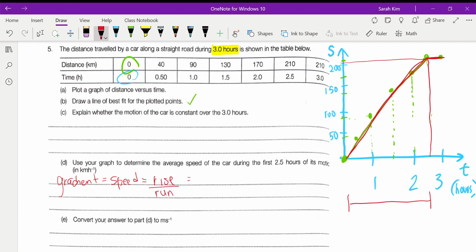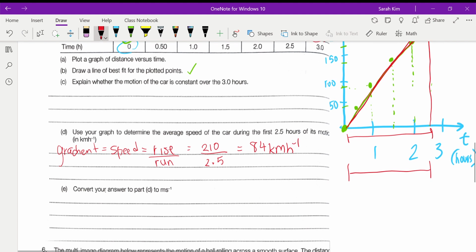Right, so how much did I rise? Well, it's not quite 200, remember it's 210. And then my run, that was 2.5. So if I put that in the calculator, it should give me 84 kilometers per hour.